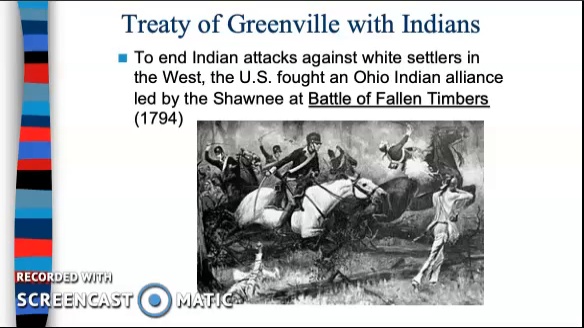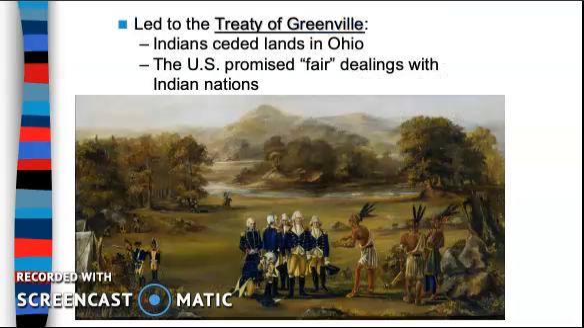And this then leads into what's called the Treaty of Greenville. The Treaty of Greenville is a treaty that helps to set a precedent for how the federal government will deal with Native Americans and their land. The Indians will cede their lands in Ohio. That means they're going to give up their lands in Ohio. And the U.S. is going to promise to deal with them fairly in the future and recognize treaties and land holdings that they would have.